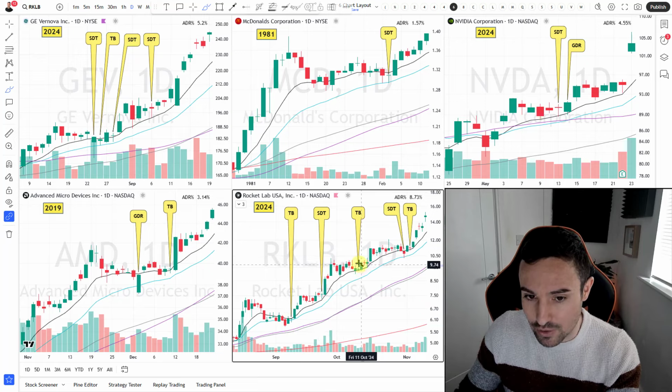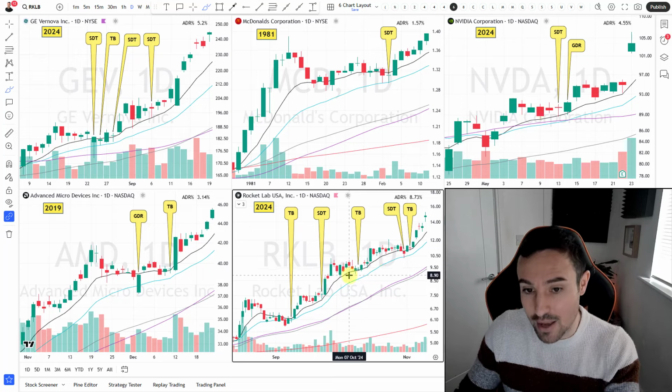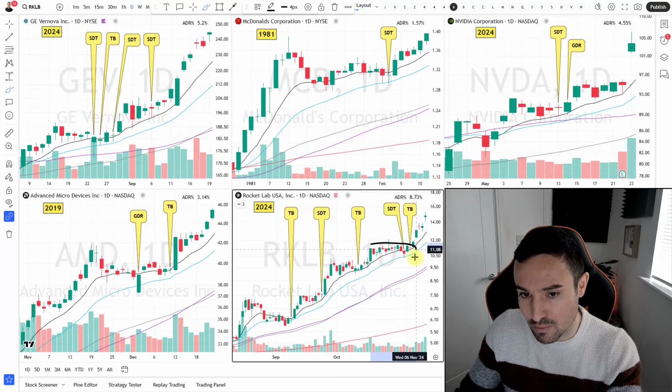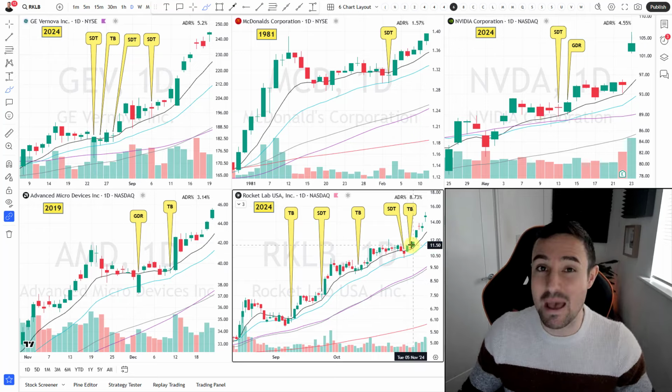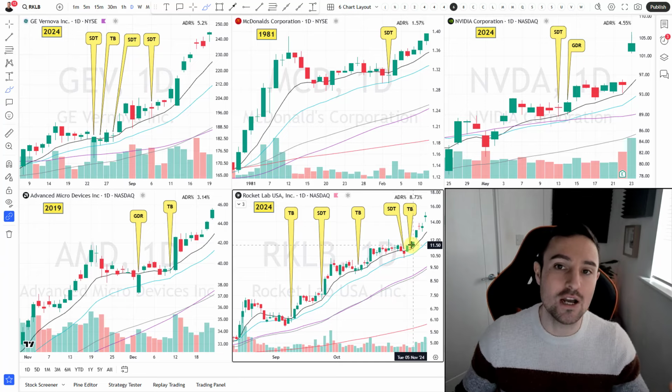Here you get another trigger bar, inside day right on the 10-day EMA, pushes up here, builds a bit of a Davis box with a nice shakeout demand tail coming through here, and then you get the inside day right on the 10-day EMA. So let's now transition to shakeout demand tails.